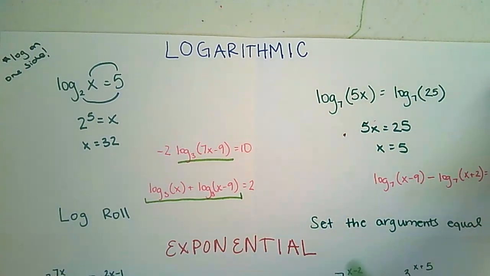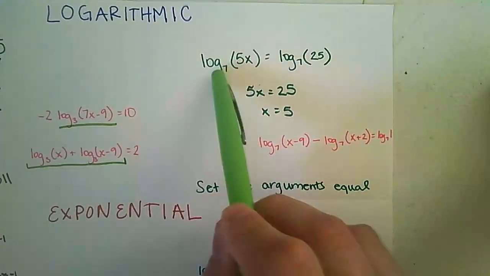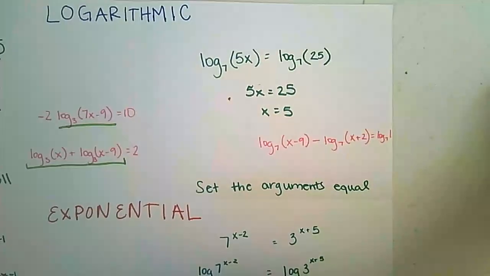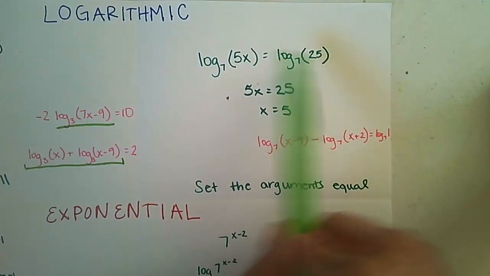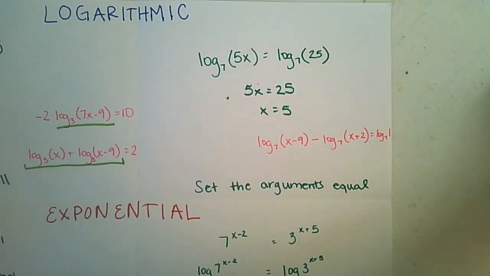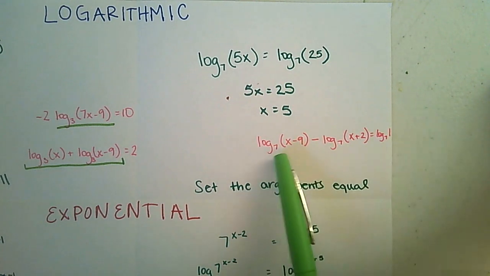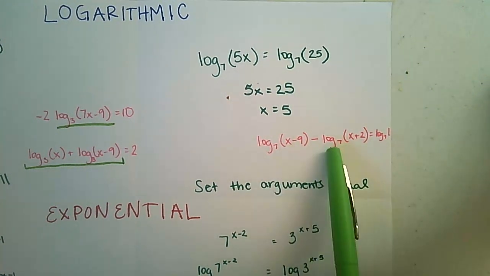Okay, and then the other way for logs was when every piece did have a log attached to it. And when every piece did have a log attached to it, we were able to set our arguments equal to each other. We also looked at problems like this as well. So notice everything has a log attached to it.